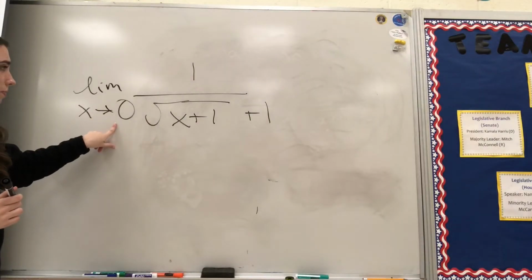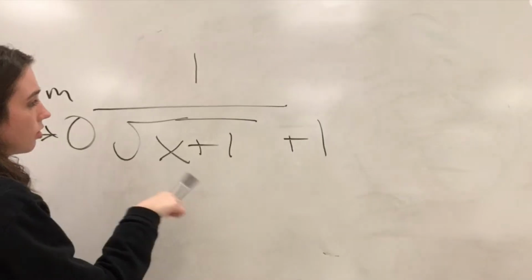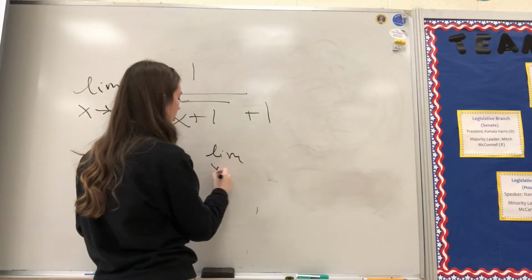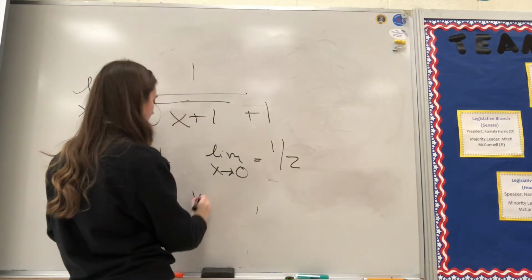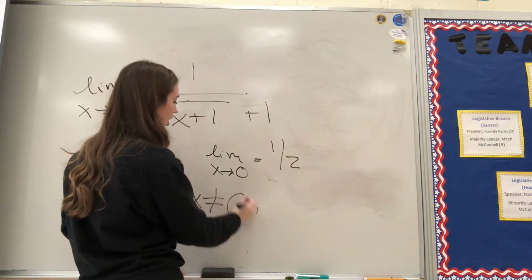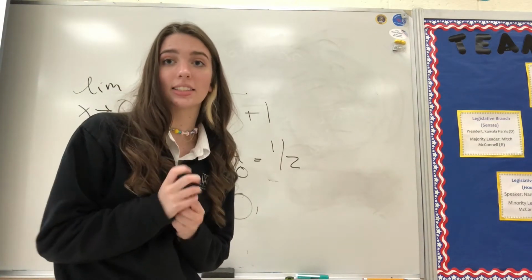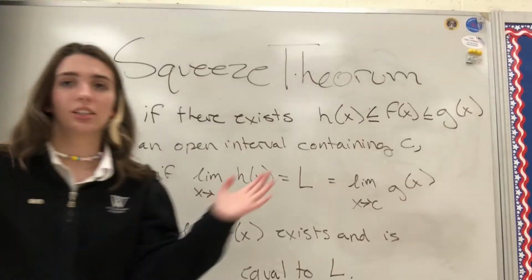Plug in the 0. You're going to get 1/2. The limit as x approaches 0 is going to equal 1/2, and x is not going to equal 0. Ooh. The denominator was only an x, and there will be no zeros as denominators.